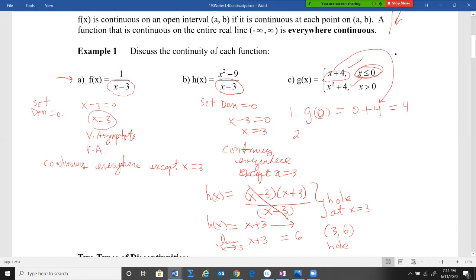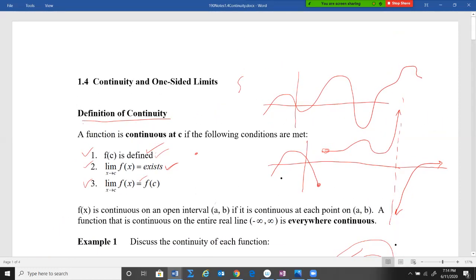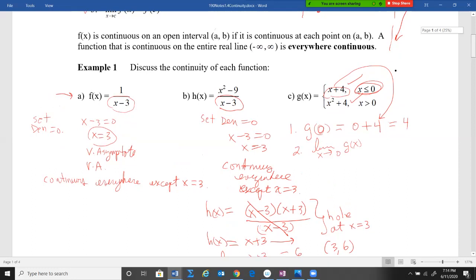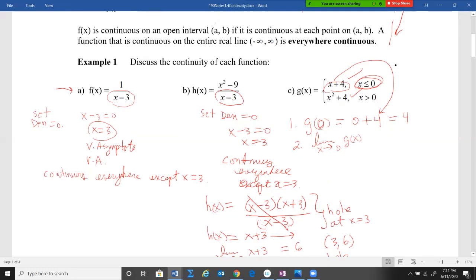Second question, what is the limit as x approaches 0 for g of x? Okay, that's our second condition. Does this limit exist? Okay, so let's go back over here. Does the limit exist?